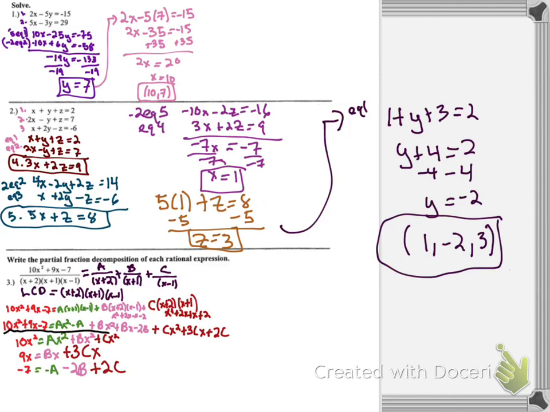Okay, I'm going to draw a line to make sure we separate our new system of equations. I'm going to rewrite all three of these so that if all of them have x squared in them, the x squareds can go away. If they all have x in them, all the x's can go away. So now we're going to have equation 1, which is 10 equals a plus b plus c. We have equation 2, which is 9 equals b plus 3c. And we have 3, which is negative 7 equals negative a minus 2b plus 2c.